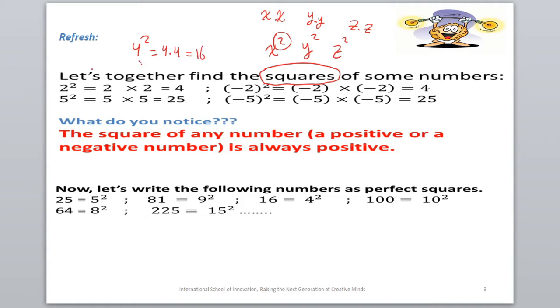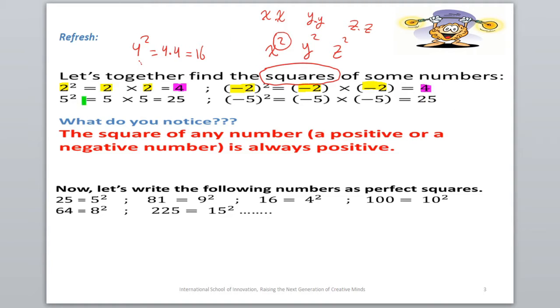Look at this, 2 to the power 2. It means it's equal to 2 times 2, which is equal to 4. Negative 2 squared is equal to negative 2 times itself, negative 2, and also it is equal to 4. So we got two answers for 2 squared and negative 2 squared, which are the same.